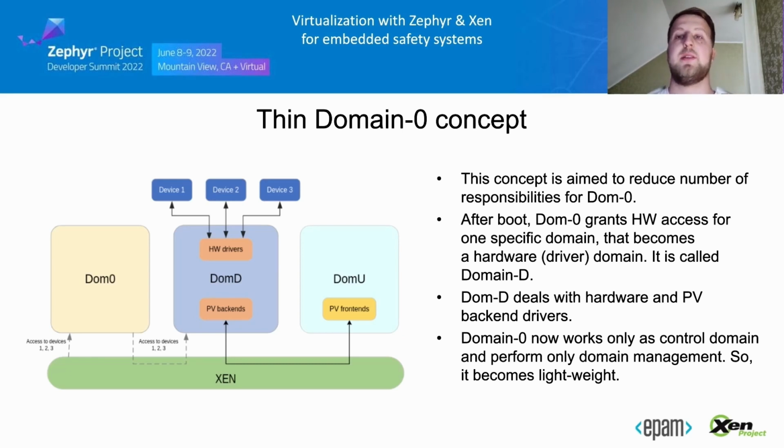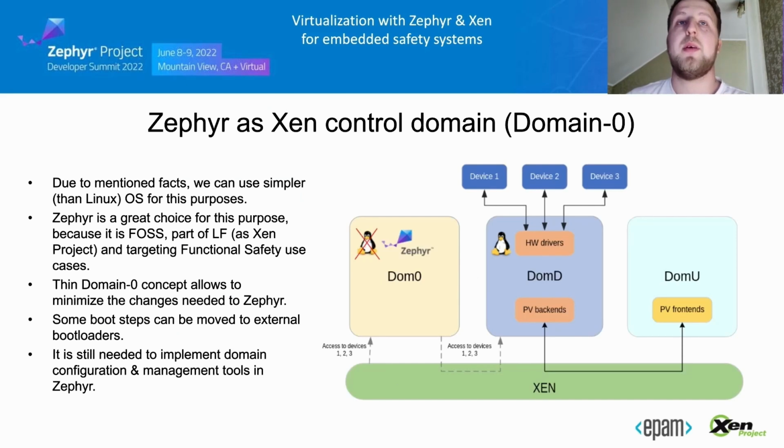Such disaggregation allows to remove driver code from the control domain, simplify the system structure, and increase overall system safety. Also, this approach gives the possibility to use much simpler operating systems than Linux for thin domain 0. We've been looking for a Linux alternative in DOM0 for functional safety use cases.